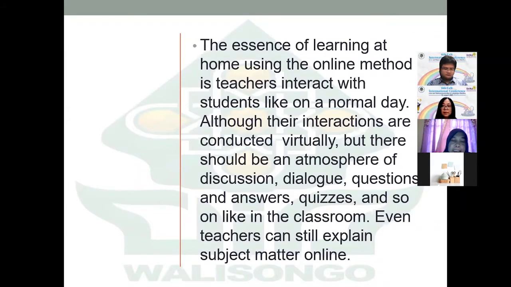Data analysis technique employed data reduction, data display, and conclusion drawing, also verification. Research finding: in applying flipped classroom strategy, the teacher provided reading material first, and then together with the interactive media, the students were asked to learn the learning materials before joining the English class.